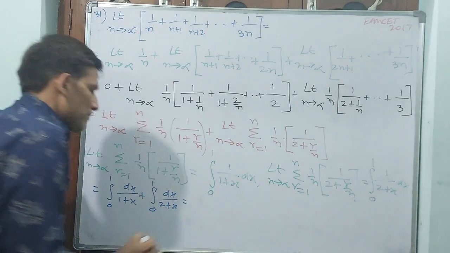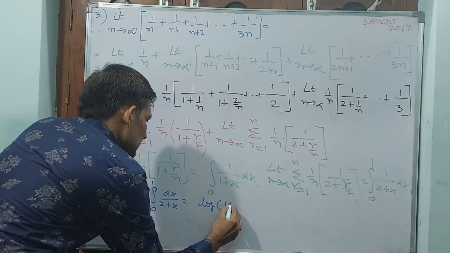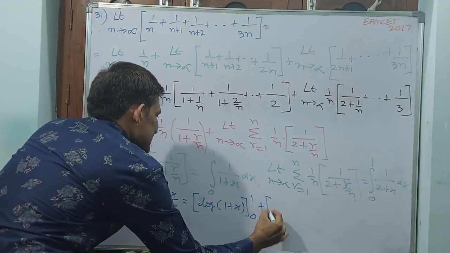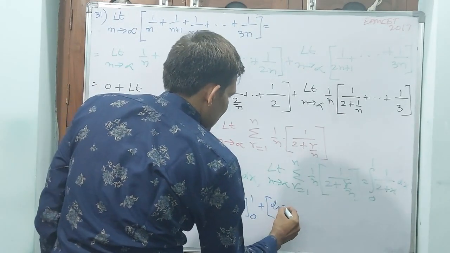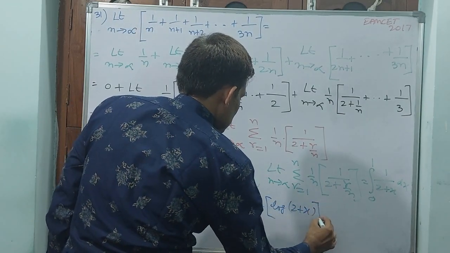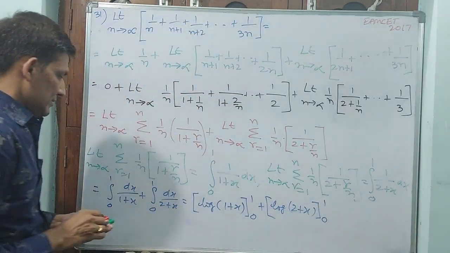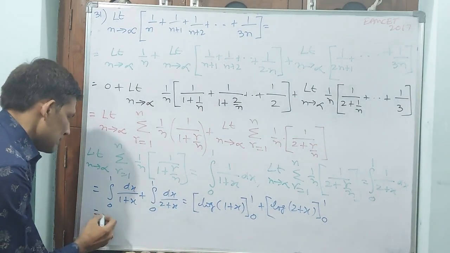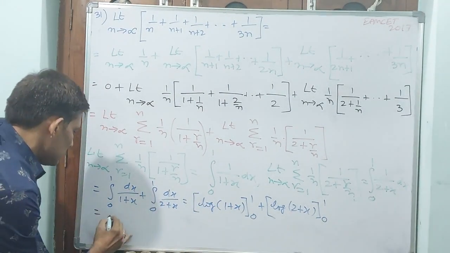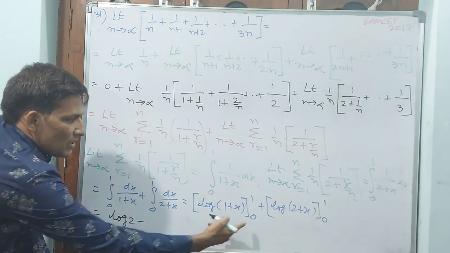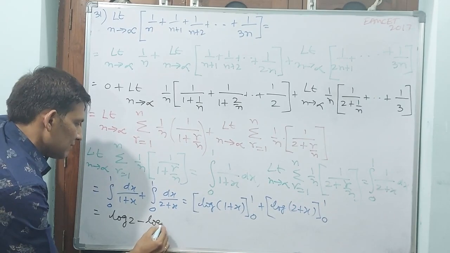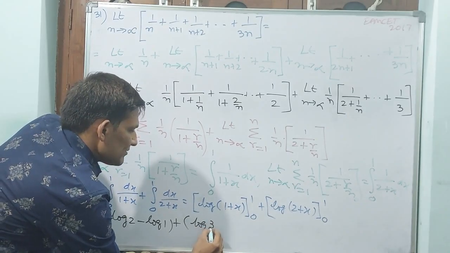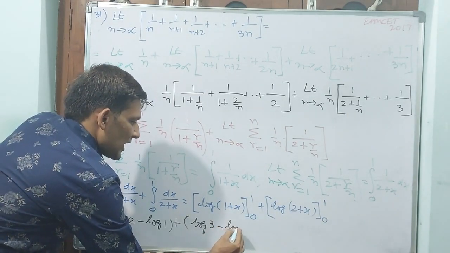What are these values? Log of 1 plus x from 0 to 1, plus log of 2 plus x from 0 to 1. Is it okay? Yes. Write down: log of 1 plus 1, log 2, minus log of 1 plus 0, log 1, plus log of 2 plus 1, log 3, minus log of 2 plus 0, log 2.